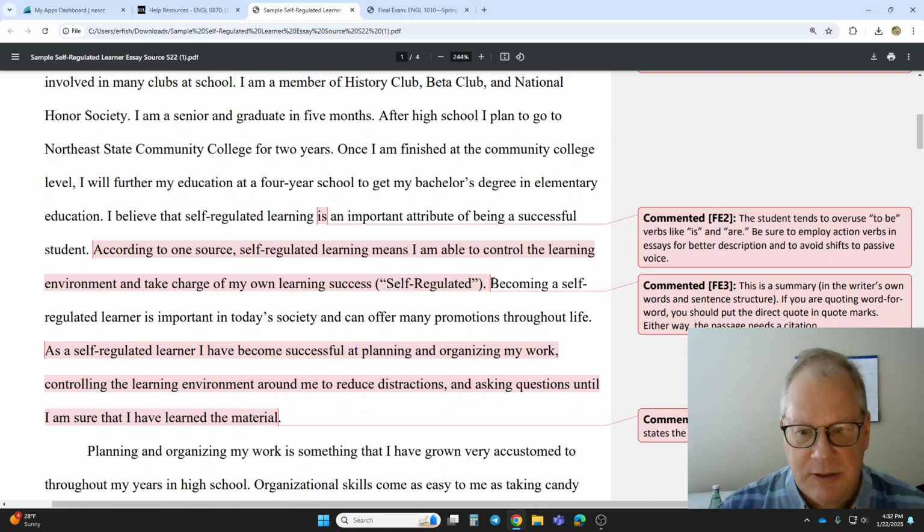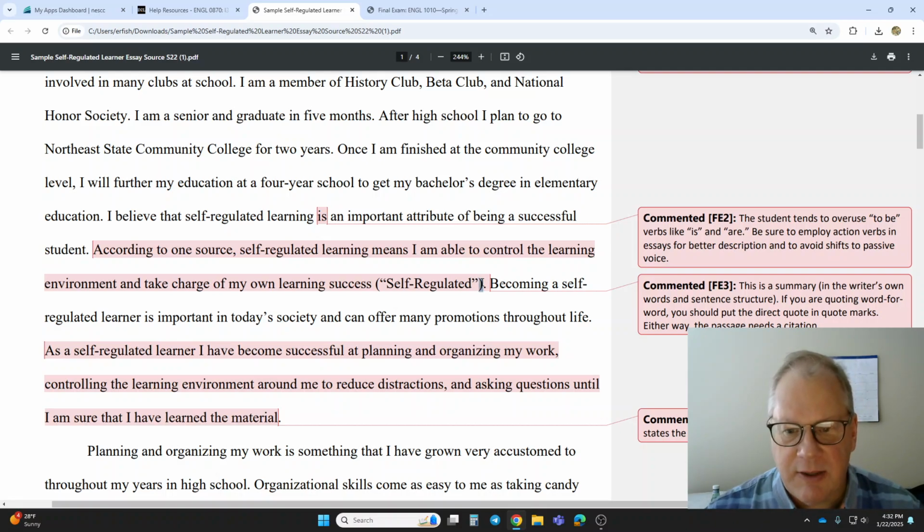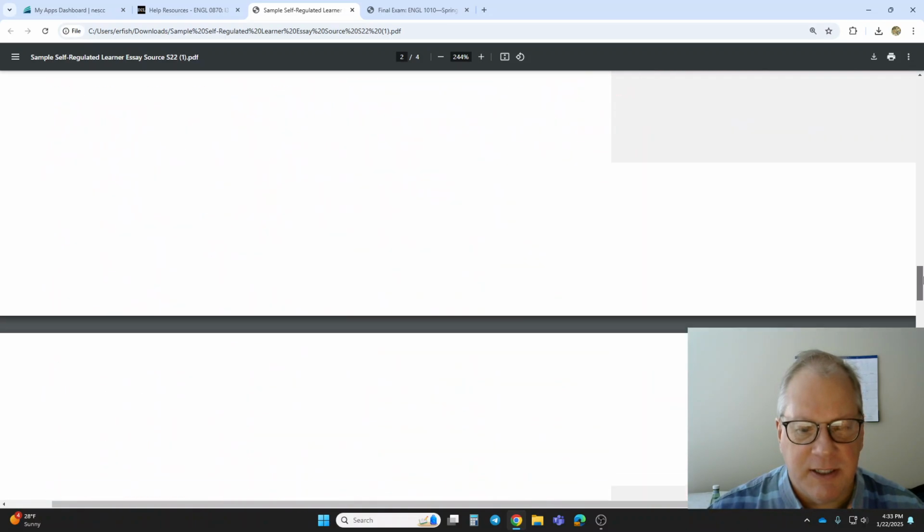She kind of works their definition of self-regulated learning in there. According to one source, self-regulated learning means I'm able to control the learning environment and take charge of my own learning process. When you use material from Journal 2 or Journal 3 for your definitions, you need to make sure you cite that source using the first word on the works cited page.